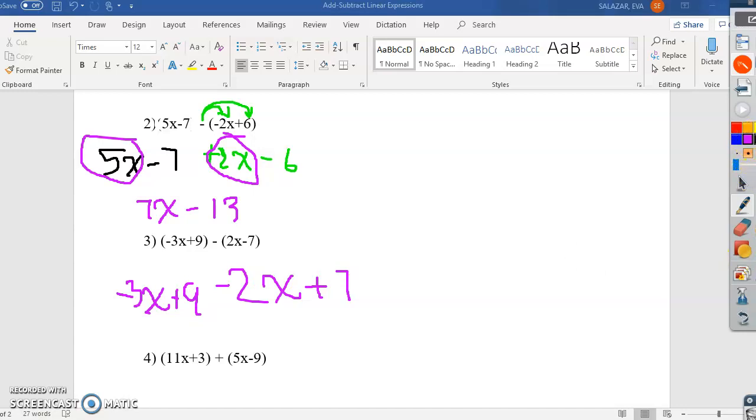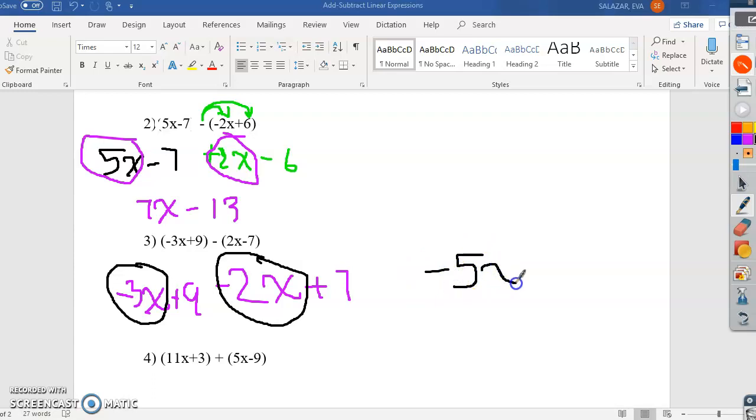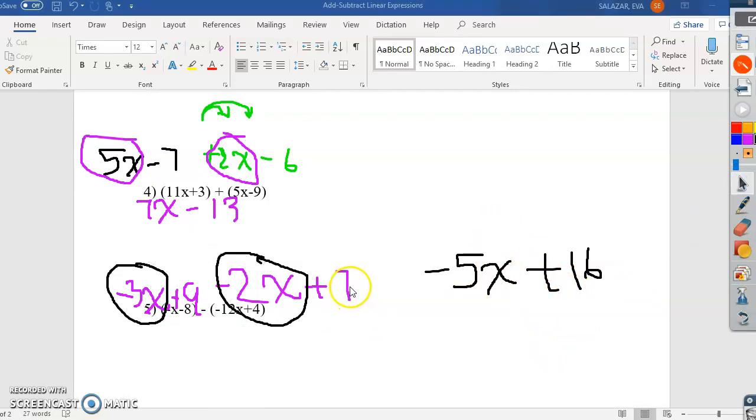Okay. So combine like terms. Negative 3x can be combined with negative 2x. And again, same signs you add. So we're going to keep it at negative 5x. And you have a positive 9 and a 7, and you can just add that, and your answer is plus 16. So final answer here is negative 5x plus 16. Let's go ahead and move on.